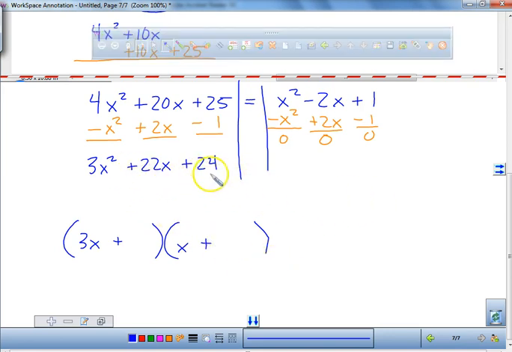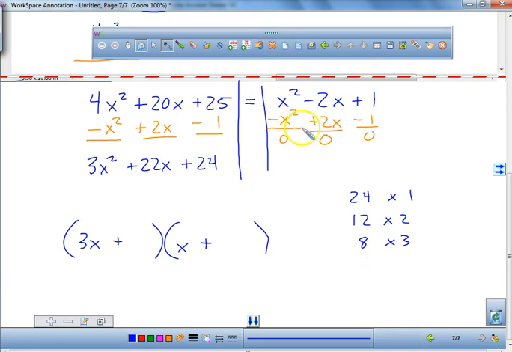Now, just look at the factors of 24. The factors of 24 are 24 and 1, 12 and 2, 8 and 3, and 6 and 4. So if this is factorable, it's going to be one of those sets.